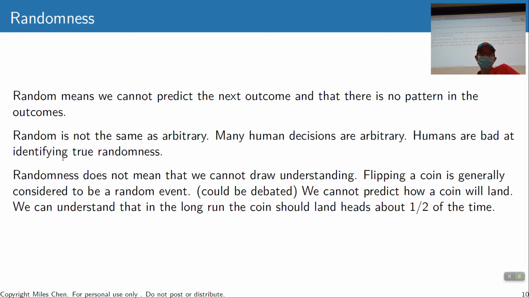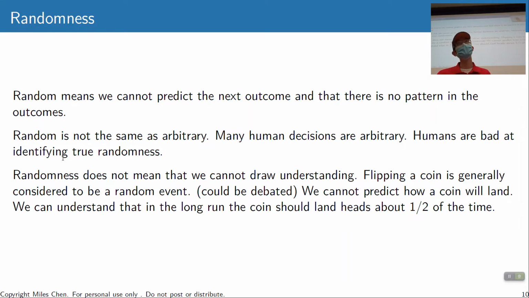So here, the definition we're going to use for random is that if an event is random, it means we cannot predict the next outcome, right? And in addition to that, there's no pattern in the outcomes. We can't predict it. We can't establish a pattern. Random is not the same thing as arbitrary. A lot of human decisions are arbitrary, but generally are not completely random.